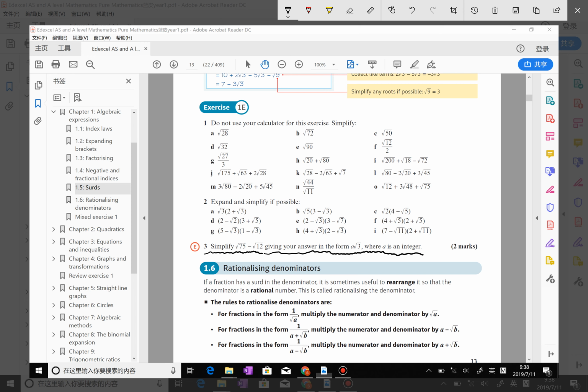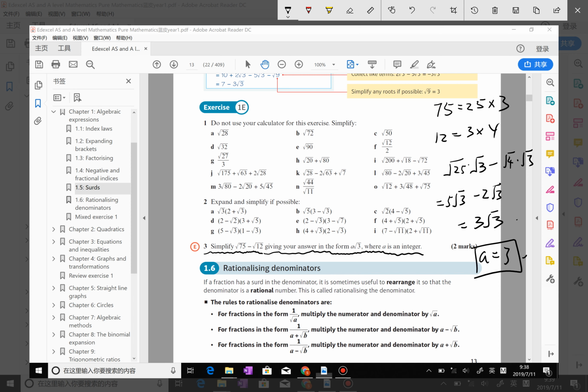a is an integer. So how do we do this? 75 can be written as 25 times 3, and 12 can be written as 4 times 3. So square root 75 can be written as square root 25 times square root 3 minus square root 4 times square root 3. So that is 5 square root 3 minus 2 square root 3. The answer should be 3 square root 3. So a equals 3. It's pretty straightforward.